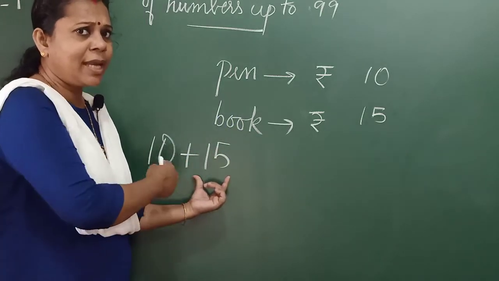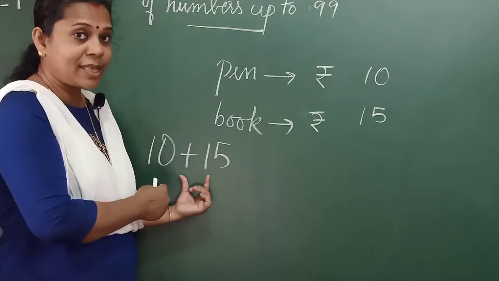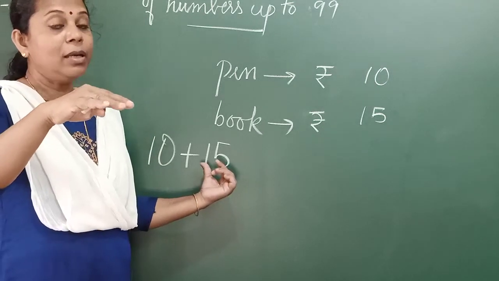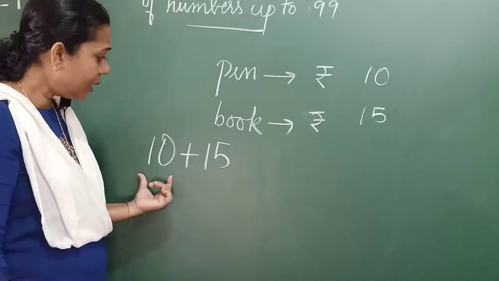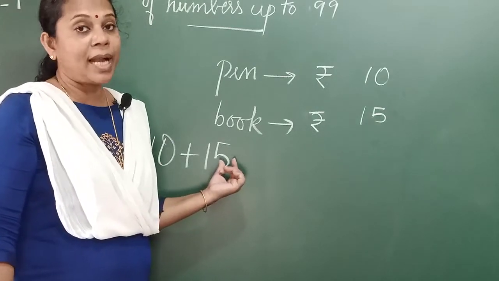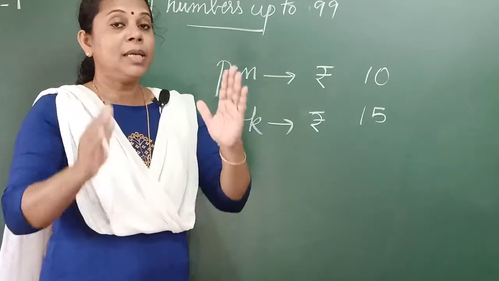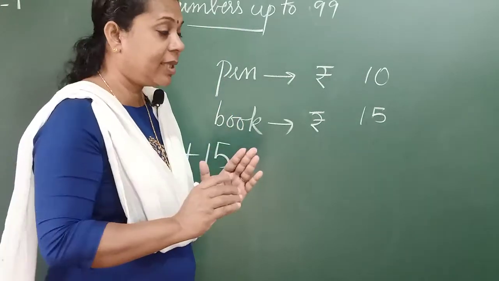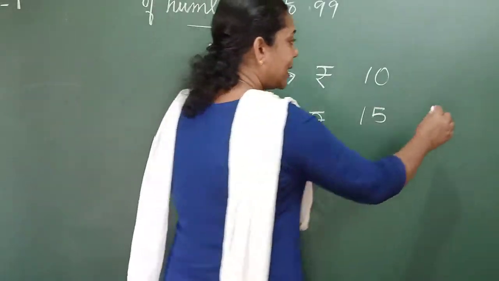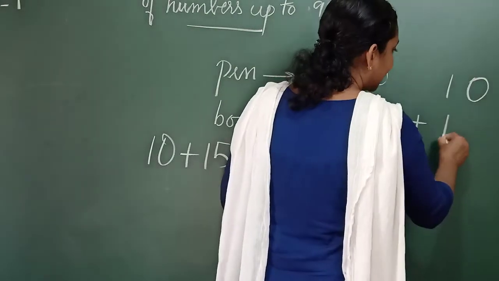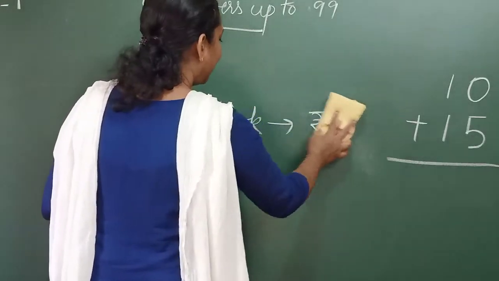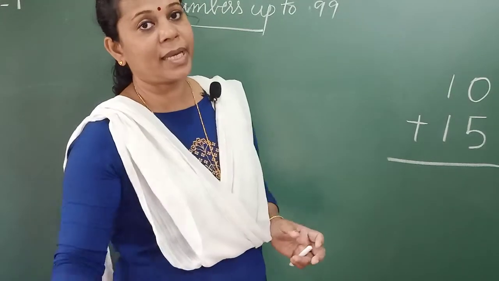Can I add if I write the numbers like this? This is written in horizontal. Here the numbers are written horizontal. Now, for adding numbers, I have to write the numbers in vertical. That is 10 plus 15.